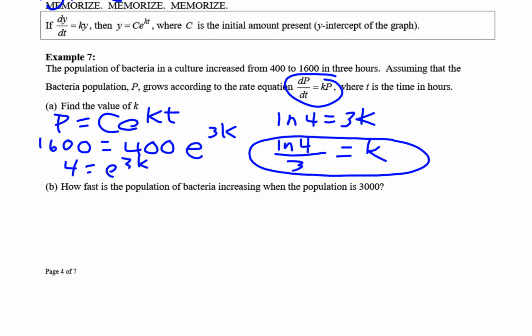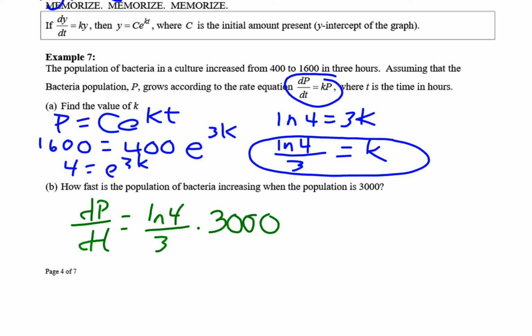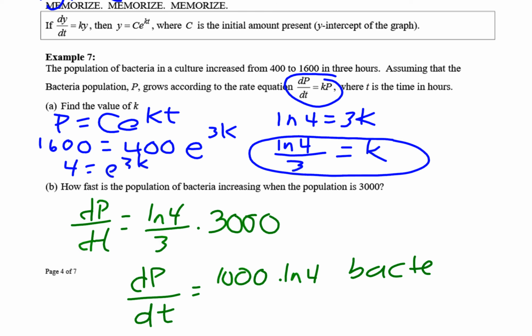Now, that's very helpful for this next question. It says, how fast does the population change? Because we know dP/dt equals k times P, k is this, and the population is 3,000. So how fast is it changing? It would be 1,000 times ln of 4, bacteria per hour, because it's talking about a rate. Great.